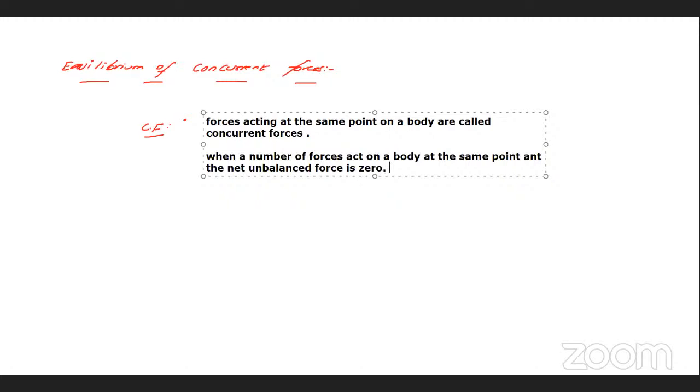Even though unbalanced force is zero, that means the body will be at rest or under uniform motion. So when the unbalanced force is equal to zero, the body will be in a state of rest or under uniform motion. Okay, it is said to be in equilibrium.